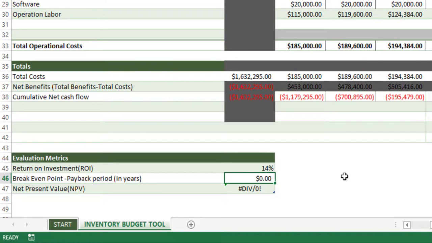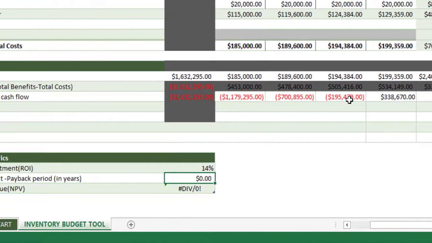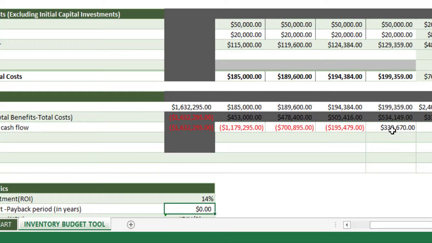Let's now look at the break-even point. The break-even point determines the period it takes for us to move from the negative to the positive, or rather, the period it takes for us to recoup our original investment. Remember, we invested 1,632,295. And you can see for 3 years, we are still operating in the negative side, and it's only in the middle of between the 3rd year and the 4th year, that's when we have shifted to the positive side.